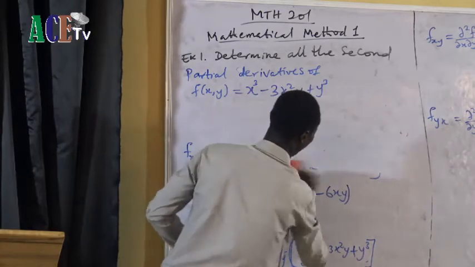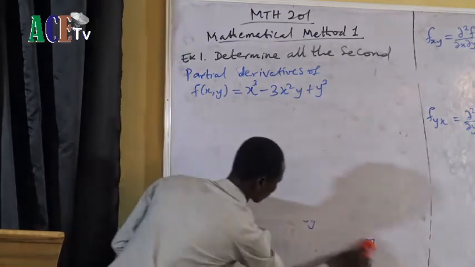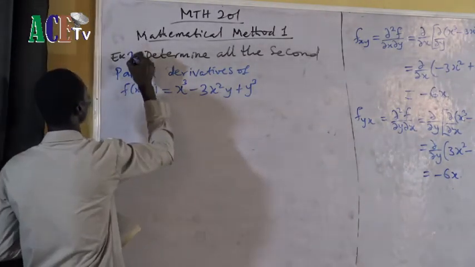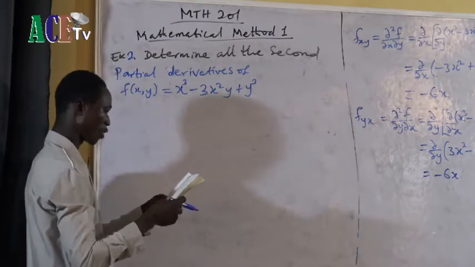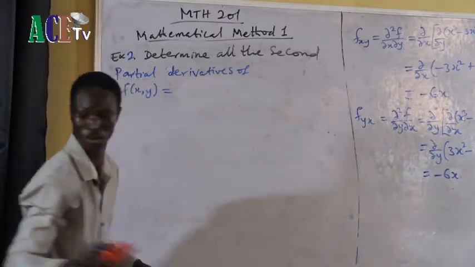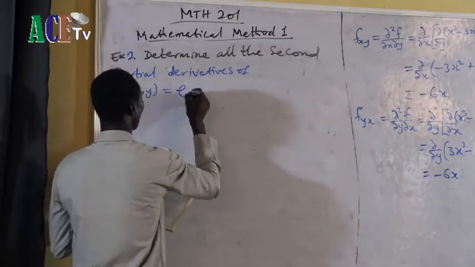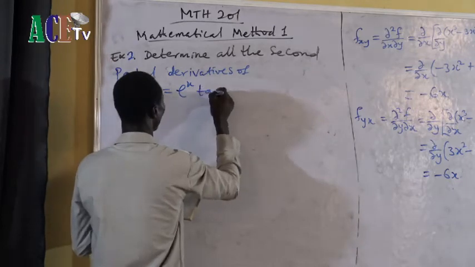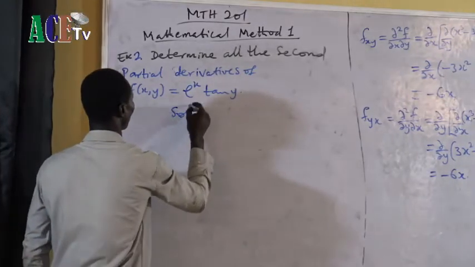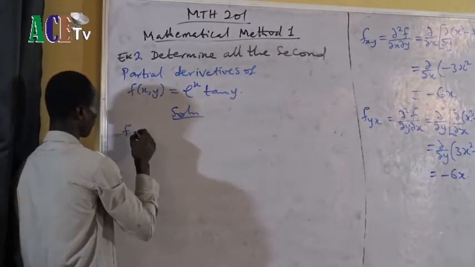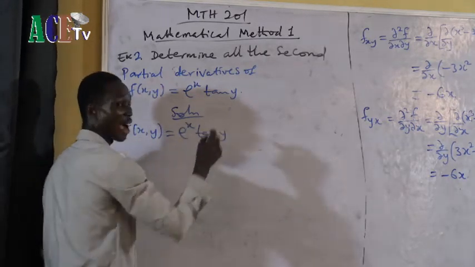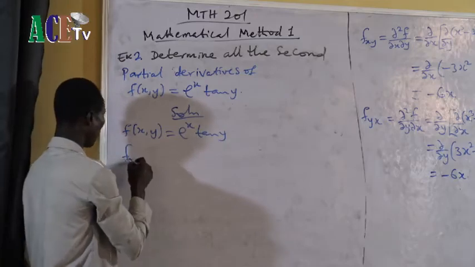I'll just change the question like this. I'll just change this one to example 2. And I will determine all the second partial derivative of f of x is equal to exponential x times y. Exponential x times y. What is f of xy? Exponential x times y. Then let me go to f of x.